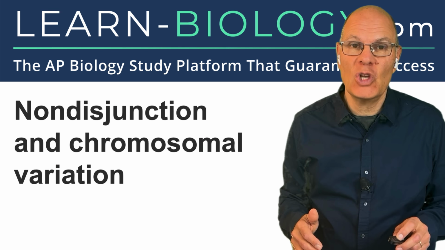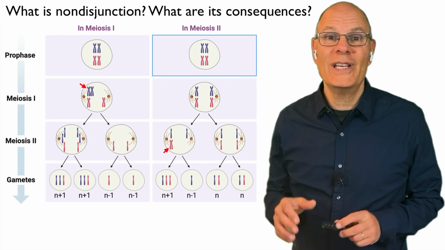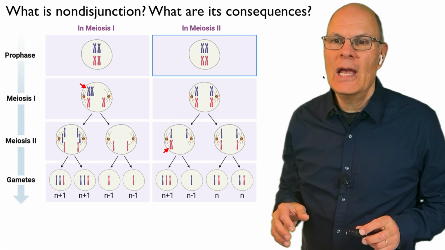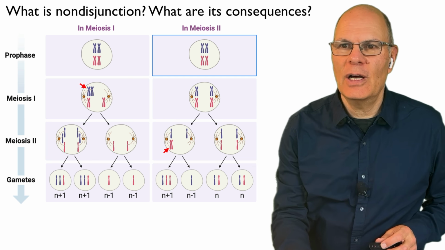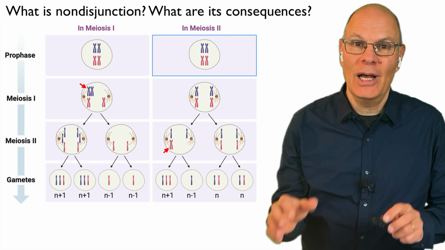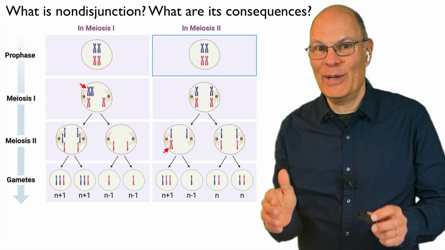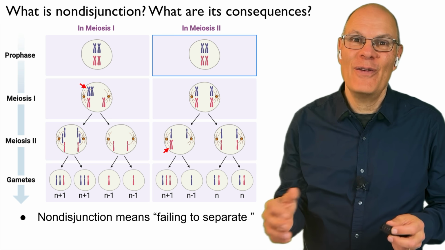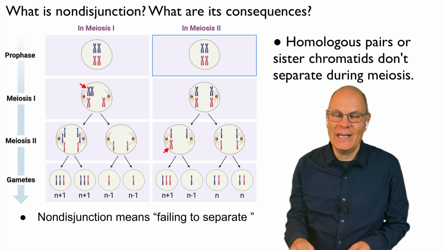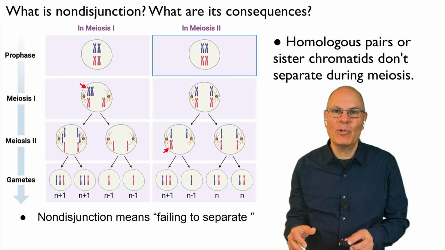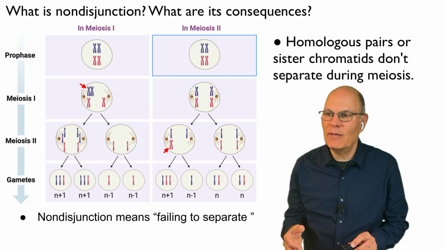Nondisjunction and chromosomal variation. What is nondisjunction? What are its consequences? Nondisjunction is kind of a cool word. So a junction is where things come together. A disjunction would be things coming apart, and nondisjunction means things failing to separate. It's when the homologous pairs or the sister chromatids don't separate during meiosis. There's a couple of variations.